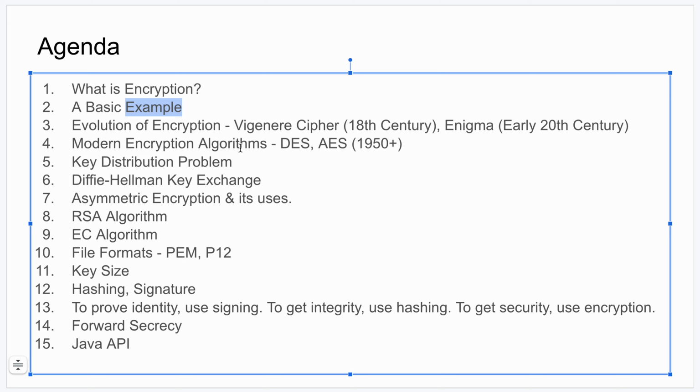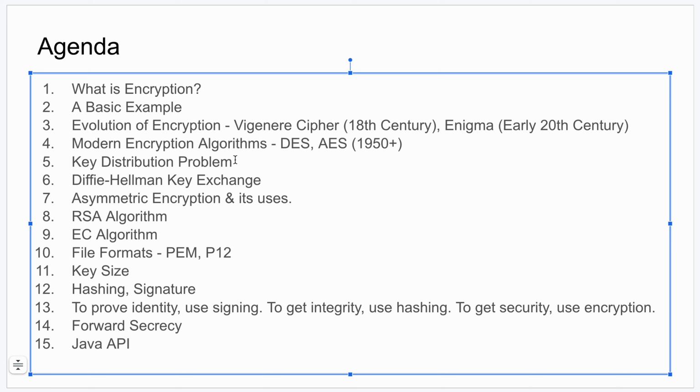And then we will look at modern encryption algorithms and how they are much more advanced than the ones in the past. And then we look at a very interesting problem with respect to all these encryption algorithms, be it the ones in the past or the modern ones, and that is the key distribution problem. And then we will move on to the solutions for the key distribution problem.